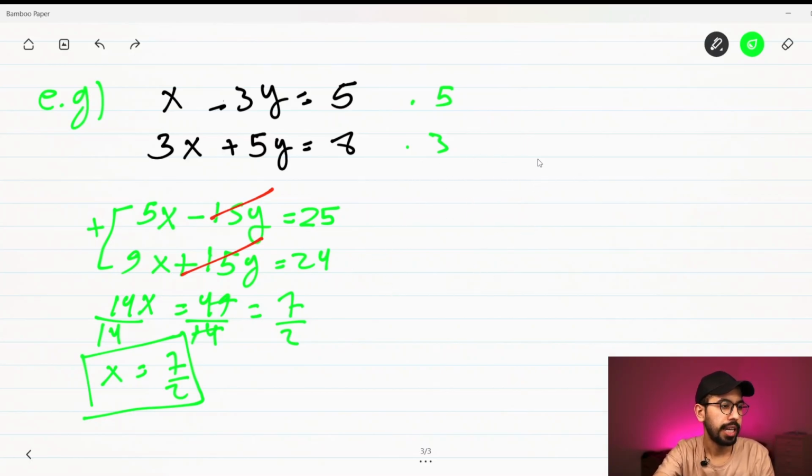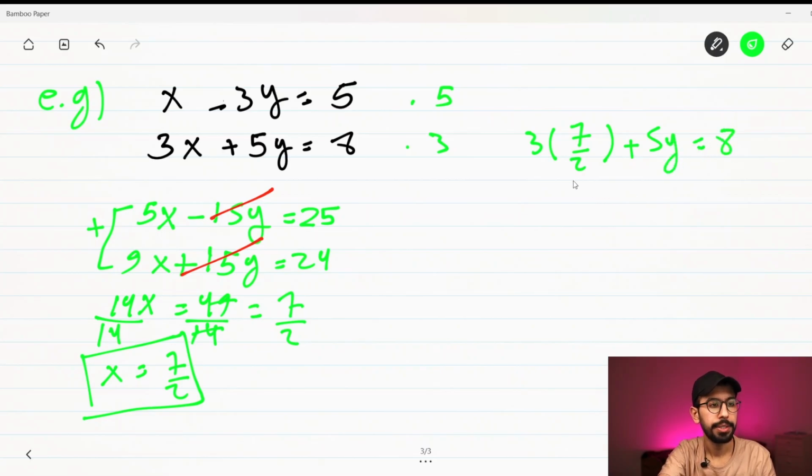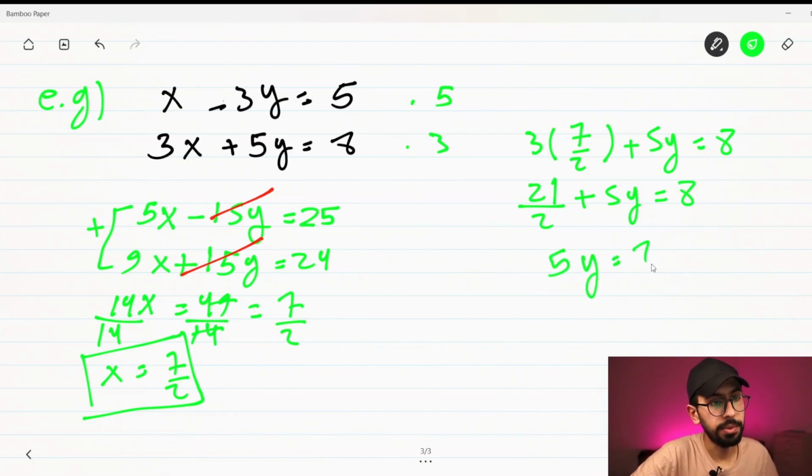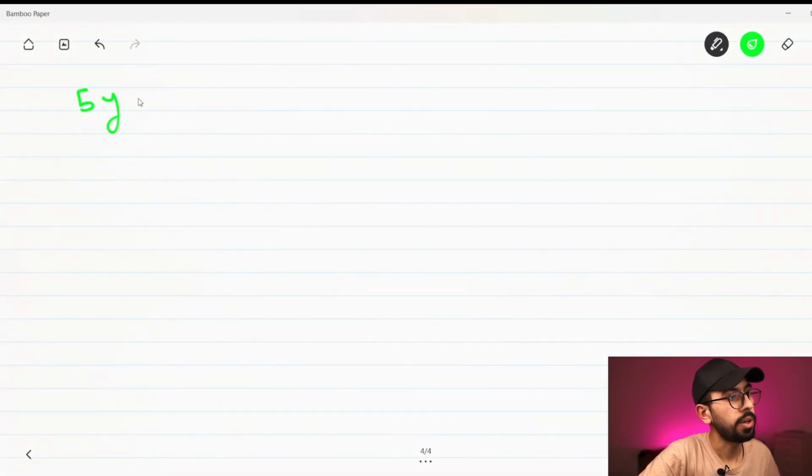Let's take the second one and try to solve it. For y, 3x, 3 multiplied by 7 over 2 plus 5y equals 8. We need to multiply this 3 inside. It will be 21 over 2 plus 5y equals 8. Now this 21 over 2 is a positive number, and when we move it to the other side it will be negative, so the result will be 5y equals 8 minus 21 over 2. Let's do it on another page. 5y equals 8 minus 21 over 2.